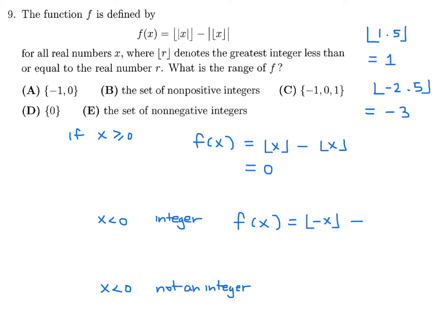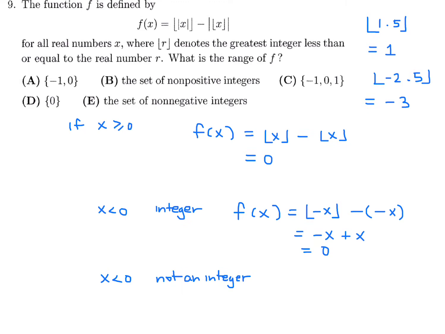And this one, since x is an integer, it would just be x. But then when you take the absolute value, it would actually be minus x again. And this is just minus x. Since it's an integer, we don't have to do anything. So it's minus x plus x, which again is 0. Okay. Now when it's not an integer, hopefully that gives me something more interesting.